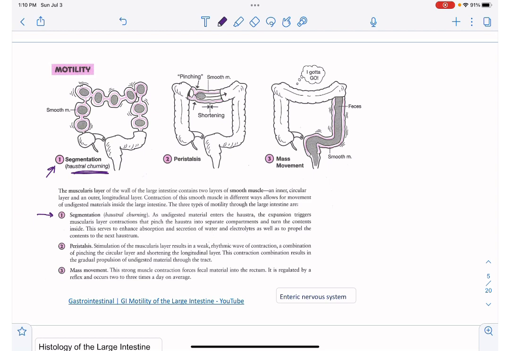This serves to enhance absorption and secretion of water and electrolytes, as well as to propel the contents to the next haustra. So this is that haustral churning we're talking about, getting moved back and forth between haustra, making it into a homogeneous mass, rubbing it against the wall so we can get the absorption of water and electrolytes, and also contributing to the compaction process.